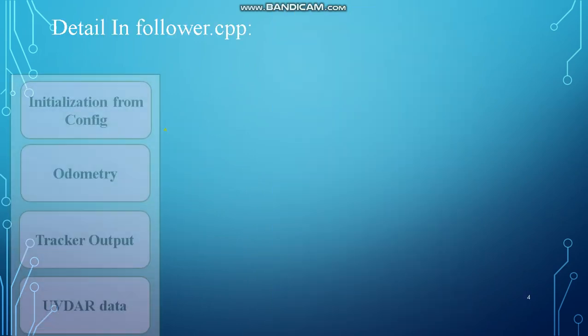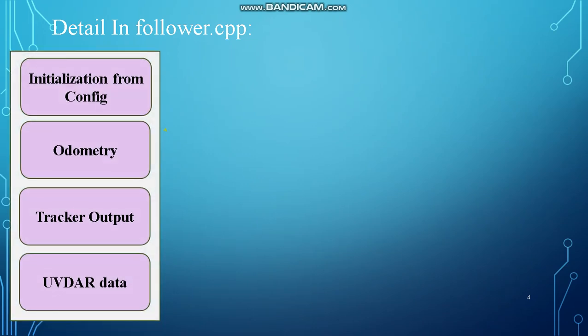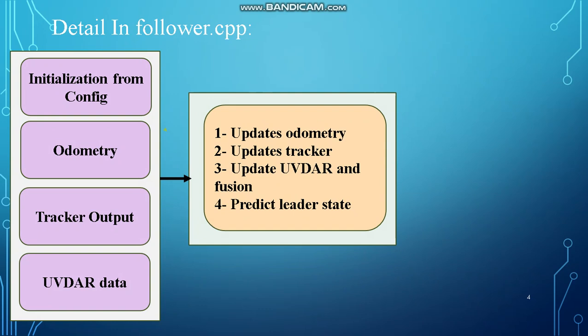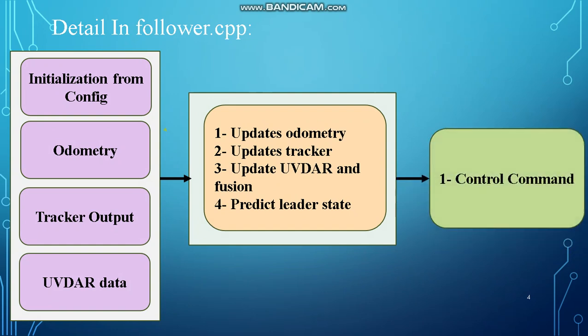In the follower CPP file, there are some input data from the initialization config and the odometry information from the system tracker output, from the system IMU, and UV-DAR data from the UV-DAR system. The information is getting updated in each interval, and using this information the later state is predicted, and it will be used for having a control command for the follower.